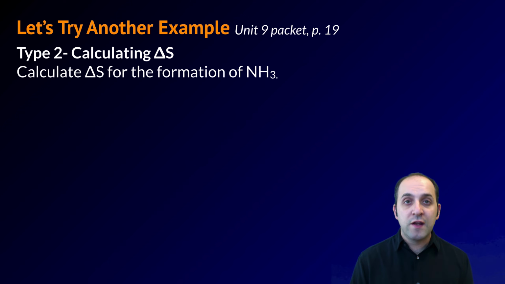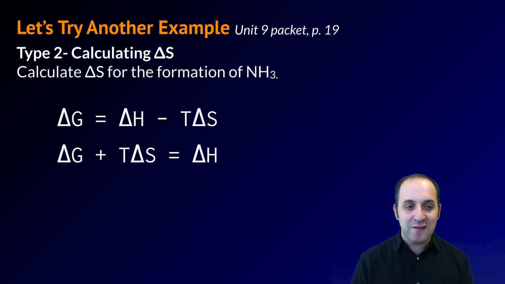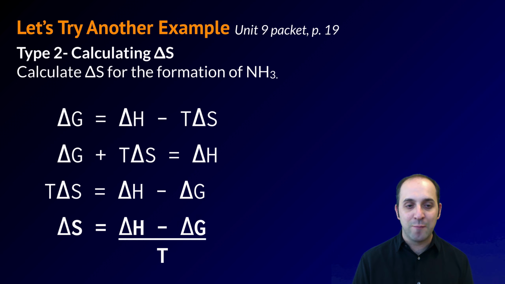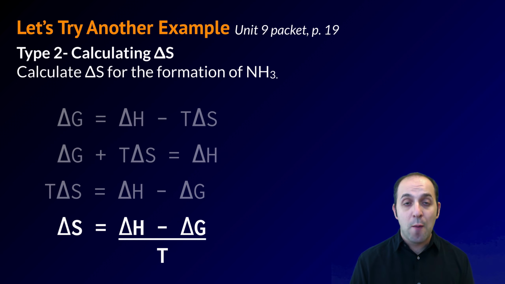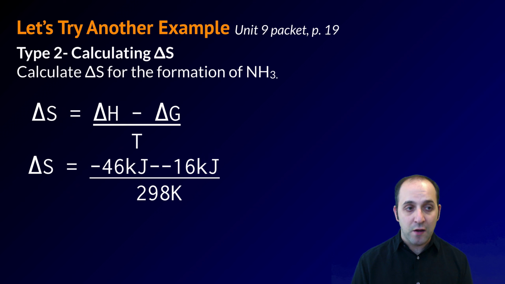So the first thing we're going to need to do is rearrange the Gibbs free energy equation to get delta S by itself. Add T delta S to both sides, subtract delta G from both sides, and then divide both sides by T. That gives us that delta S is going to be equal to delta H minus delta G divided by T. Now that we know that, we can plug in our values from Honors Reference Table B. We know that we've got a delta H of negative 46 kilojoules. We've got a delta G of negative 16 kilojoules.